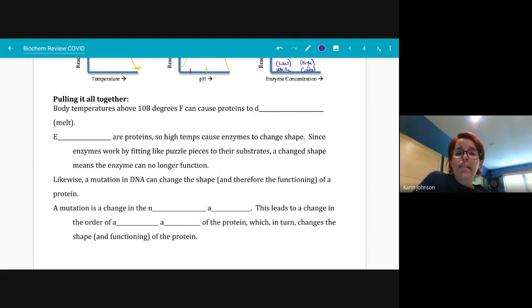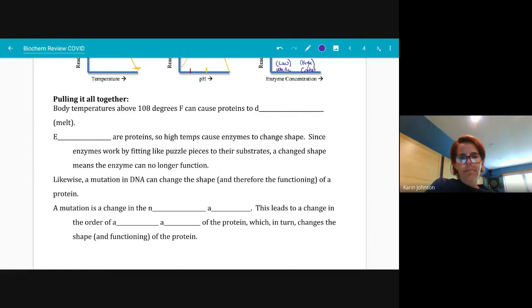There was a very famous Vikings player, Corey Stringer, who died right when you guys were little kids. And he was practicing with the Vikings on a very hot day, and his body temperature got to something like 112 degrees. I can't remember. But he died of total organ system failure, and that's because all of the enzymes in his body, all of the proteins in his body started to denature, and there's nothing doctors can do to fix that. Enzymes are proteins, so the high temps cause the enzymes to change shape.